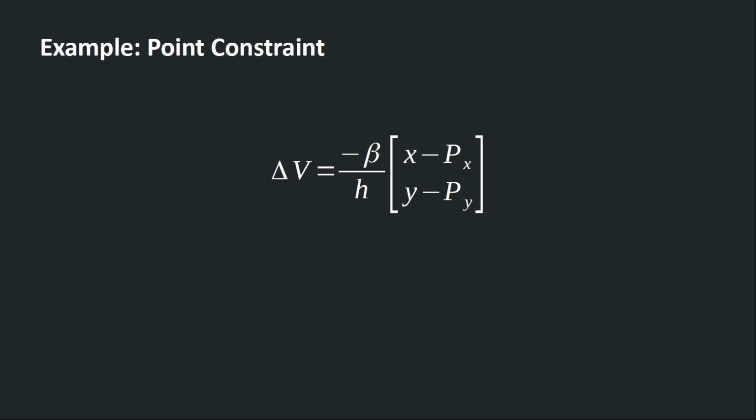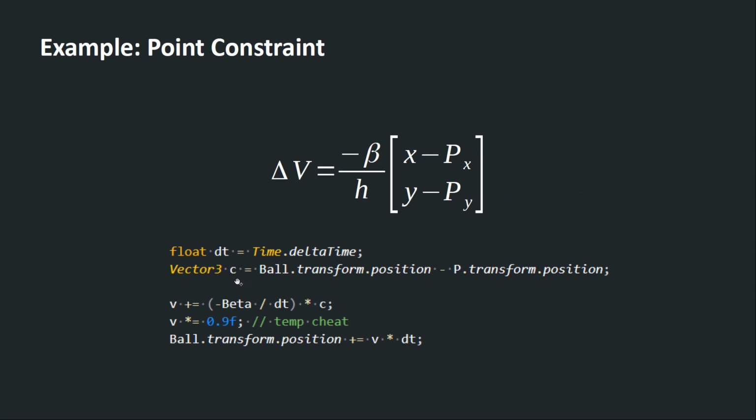Now that we have the equation, let's look at the code. C is the positional error. We feed the error back using Baumgarte stabilization to fix the velocity. And then we apply a magic number. This is for damping the value so things don't explode. In a later tutorial, I'm going to cover how to come up with precise damping numbers. But for now, just use this magic number. And then we use the updated velocity to integrate the position.